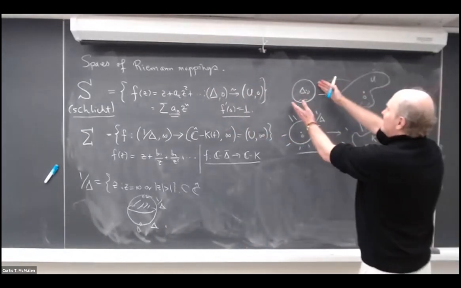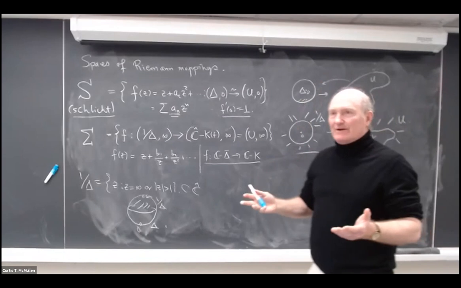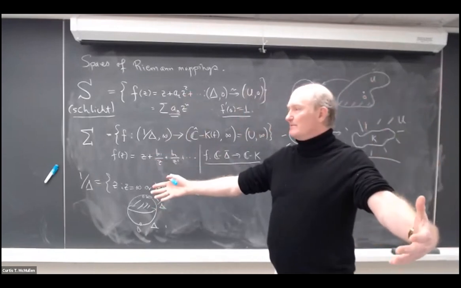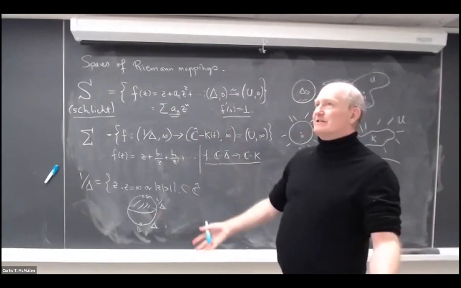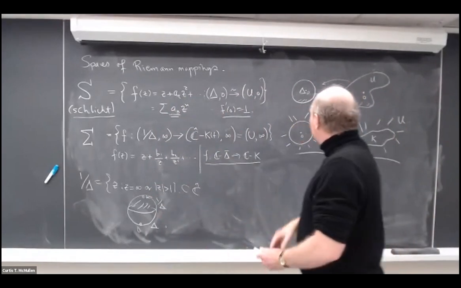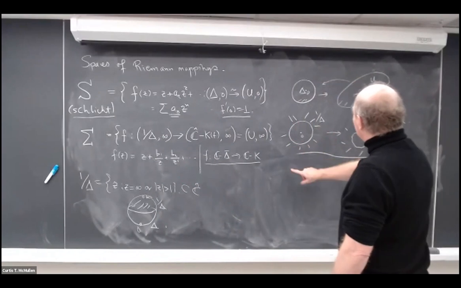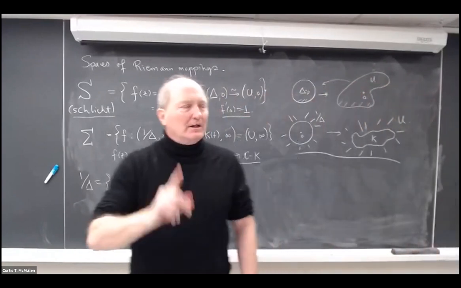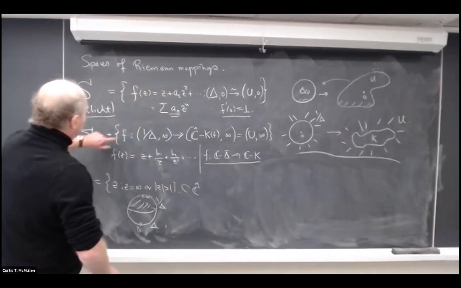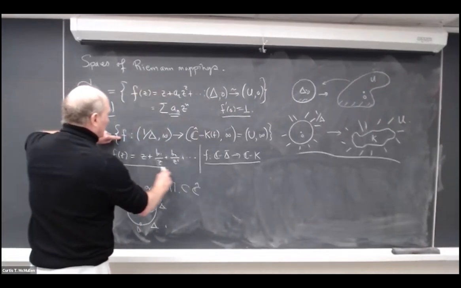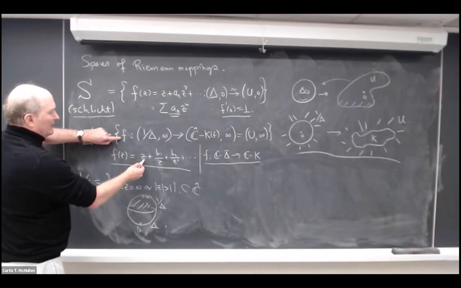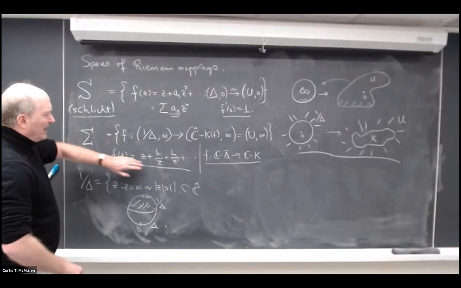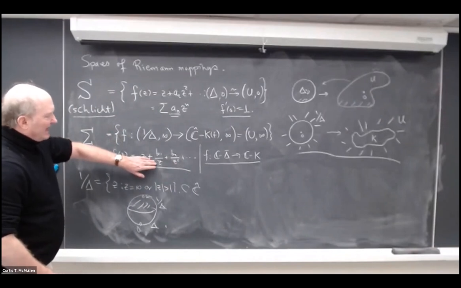Now, mappings defined in the inside of the disk have power series expansions. Mappings defined near infinity have Laurent series expansions. They have expansions in powers of 1 over Z. Also, since the map is injective, only one point goes to infinity. That means it only has one pole of multiplicity 1. So these mappings have power series that look like this. They start with Z, and then they have multiples of the negative powers of Z.